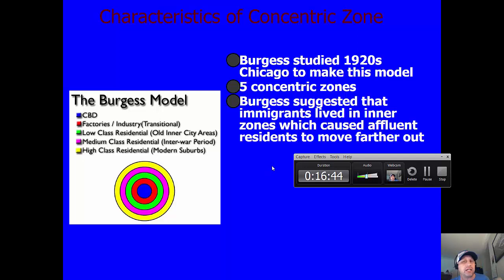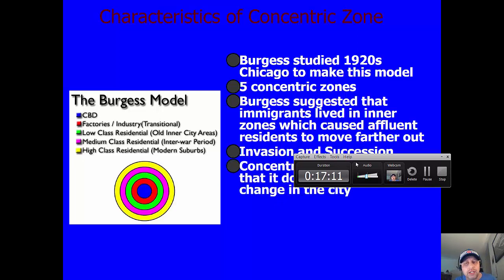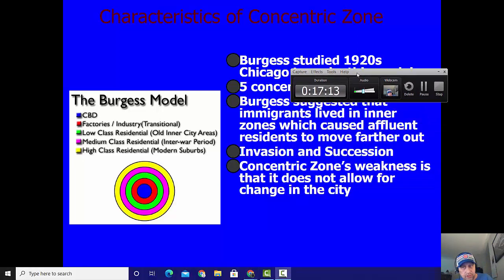He suggested immigrants lived in the inner zones, and then there was a process where you gradually moved outward. Affluent, richer residents tended to move further out. He called it invasion and succession, right? Where poorer groups, often immigrants, would move into the poorer zones, and then they would succeed or follow the middle and wealthier groups as they moved further outward from the city. If you hear invasion and succession, you know they're talking about Burgess's concentric zone.